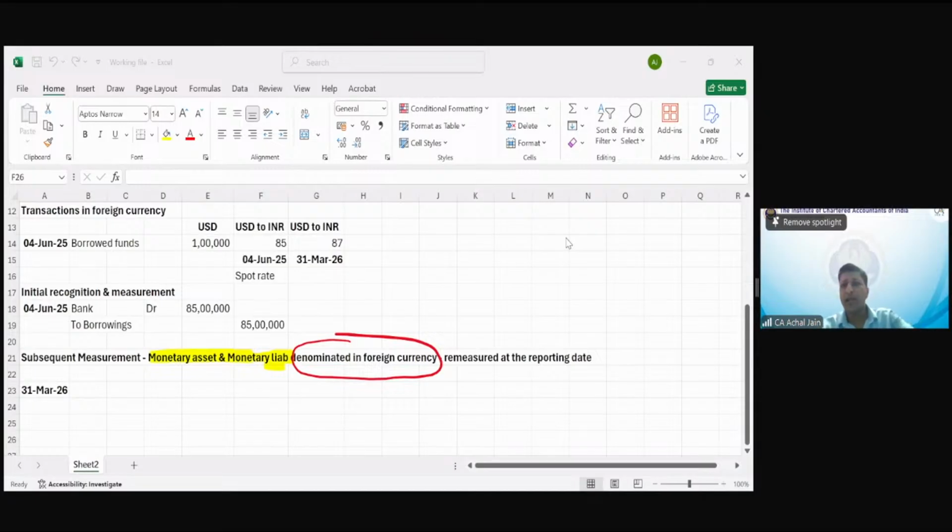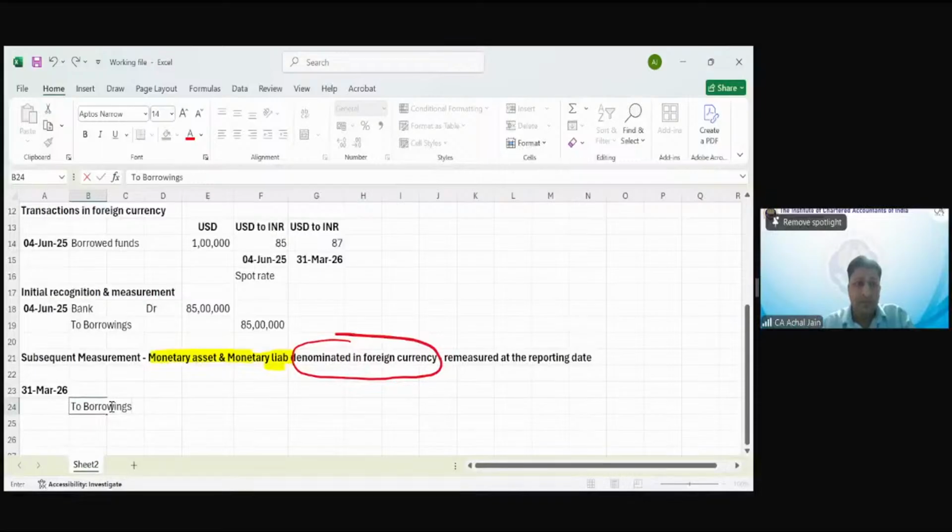Very good. Everyone is saying increase. So therefore, what should be the accounting entry on 31st March? Borrowings, and revise this amount. So you'll say 1 lakh into 87 minus 85. So the amount of liability will increase by 2 lakhs. Correct? Now, where do you take the impact? So this impact will go to P&L under Forex.